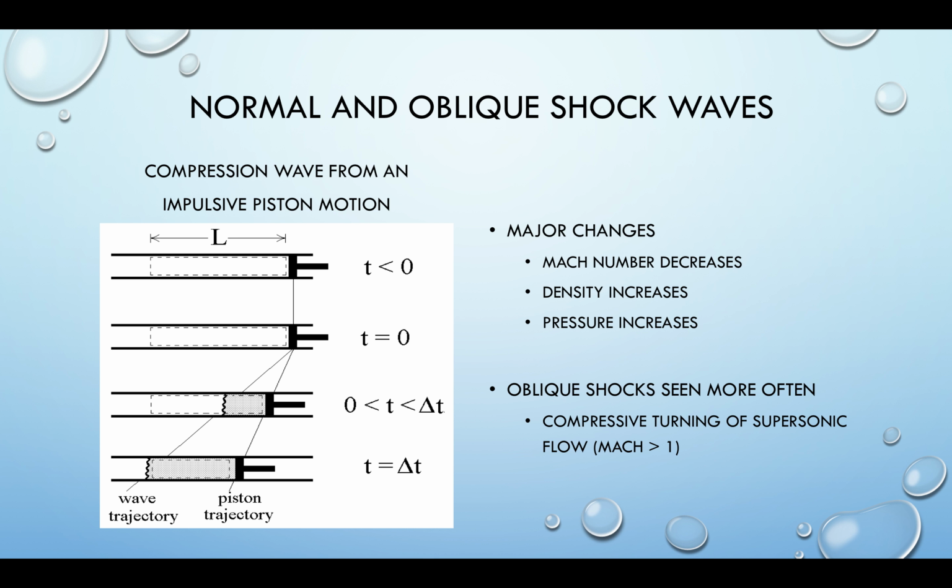phenomena of normal and oblique shock waves. That's easiest studied by looking at the compression wave formation from an impulsive piston motion. We're looking at a piston that is just horizontal, so the piston can move left and right. And with an instantaneous change in the position of the piston, we see that there is a sort of wave that is formed of a higher density of fluid than the fluid that was originally there.